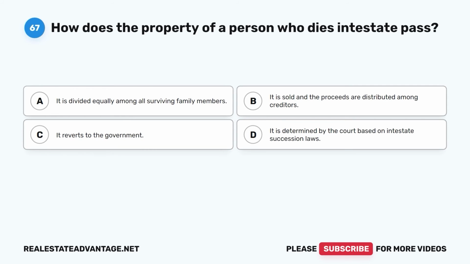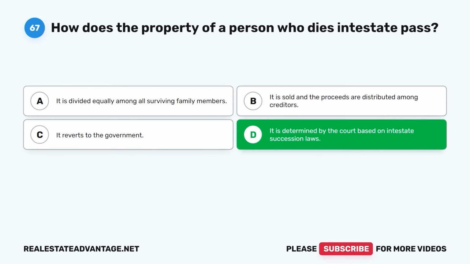Question 67. How does the property of a person who dies intestate pass? A. It is divided equally among all surviving family members. B. It is sold, and the proceeds are distributed among creditors. C. It reverts to the government. D. It is determined by the court based on intestate succession laws.